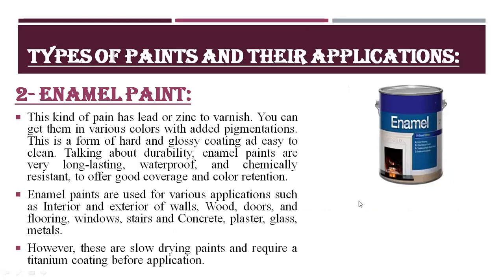Second type of paint is enamel paint. This kind of paint has lead or zinc to varnish. We can get them in various colors with added pigmentations. This is a form of hard and glossy coating and easy to clean. Talking about durability, enamel paints are very long lasting, waterproof, and chemically resistant to offer good coverage and color retention.